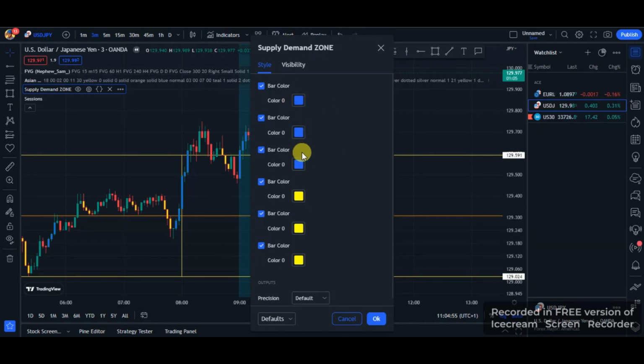So when I spot a blue candlestick to the upside, I know for sure that this is a demand zone, is a buying setup. Then when I spot a yellow candlestick to the downside, then I obviously know that this is a selling setup. That is a sell setup.